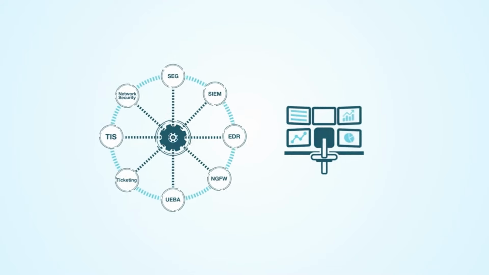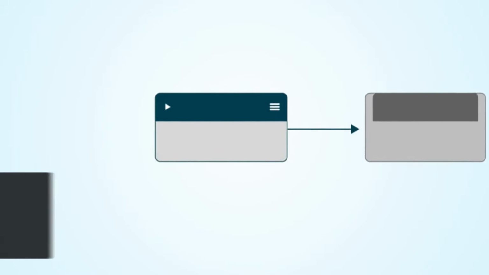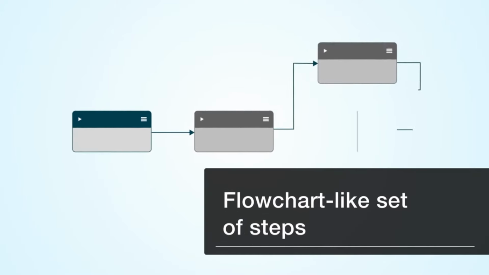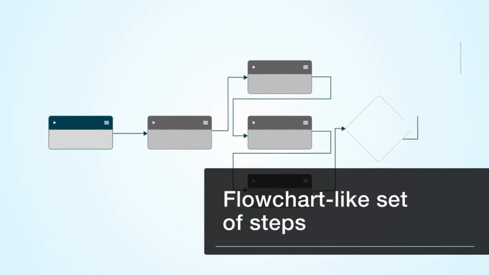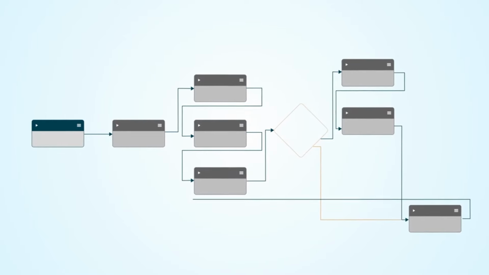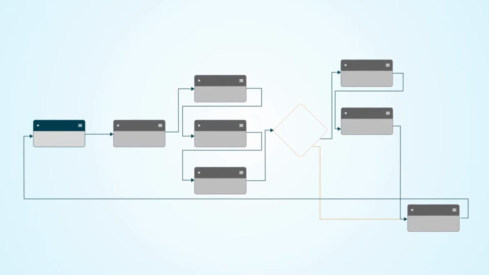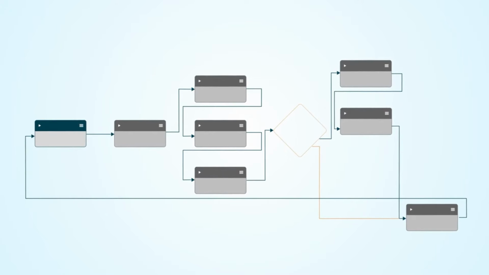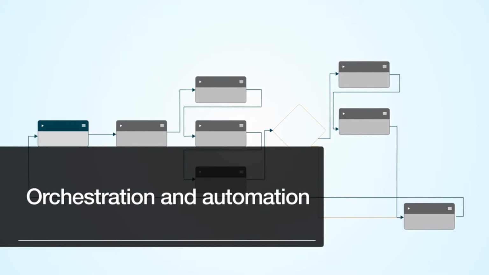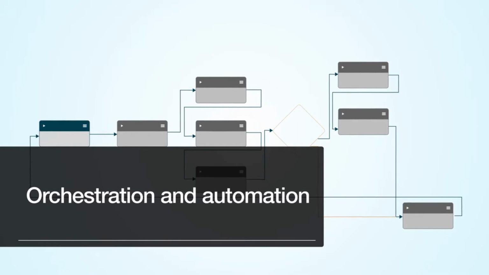Further, those processes can be manually or automatically translated into a playbook, which is like a flowchart-like set of steps that can be repeated on demand. By using a playbook, you can ensure that every step in your standard operating procedure is followed. You also have data on exactly what was done, when, and by whom. This capability is called orchestration and automation.